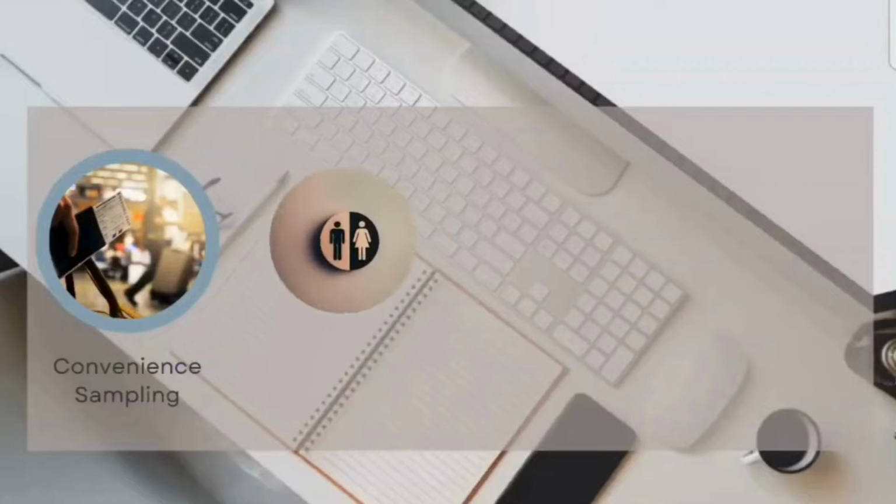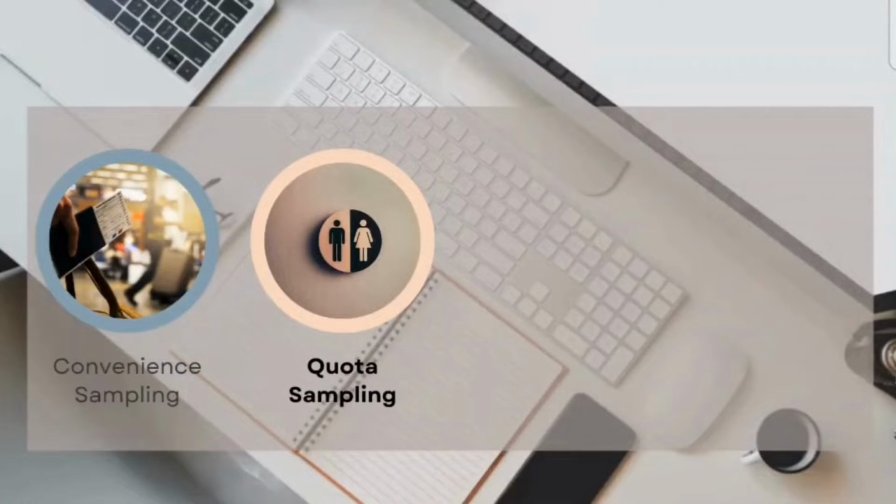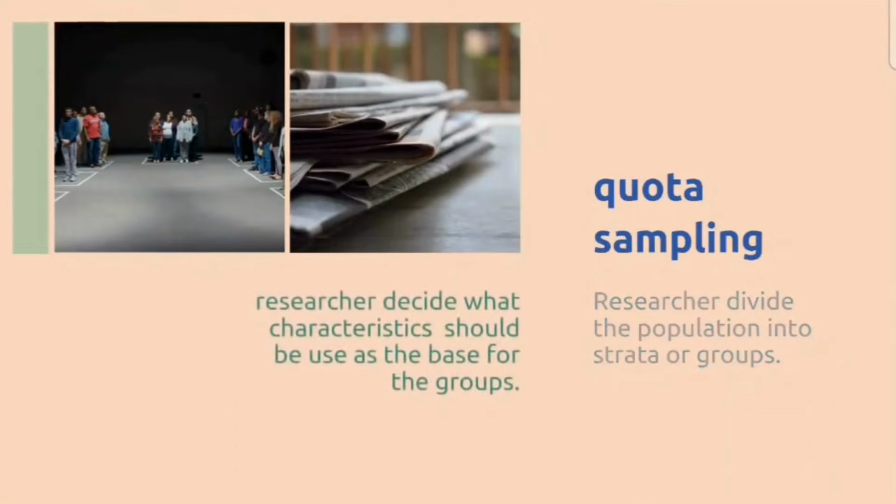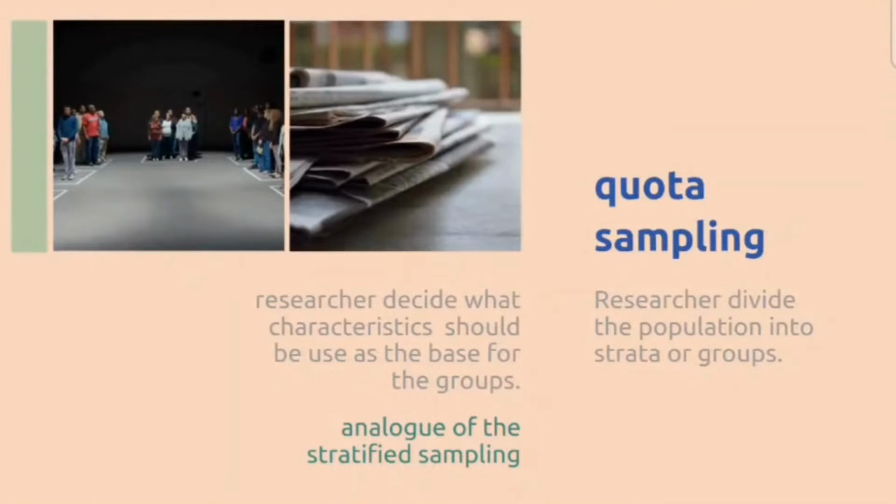accessibility of the researcher. The second type of non-probability sampling is called quota sampling. In quota sampling, the researcher divides the population into strata or groups, where each stratum or group has its own characteristics. Quota sampling is more or less the same as stratified sampling. However, in quota sampling, we don't need the sampling frame. For example, the researcher sets a quota of 30% of respondents to come from rural areas, 20% from suburban areas, and the remaining from urban areas.